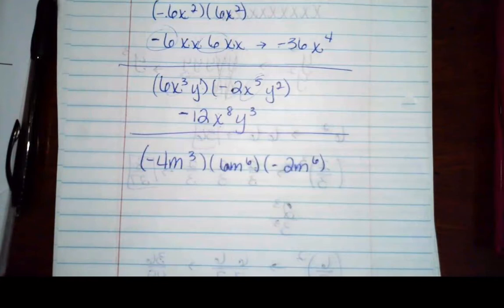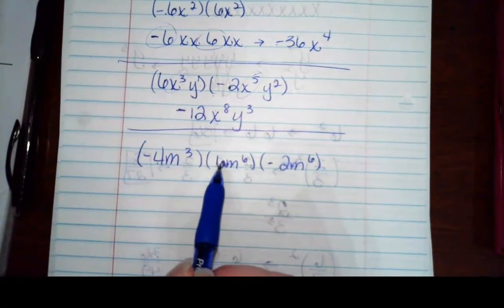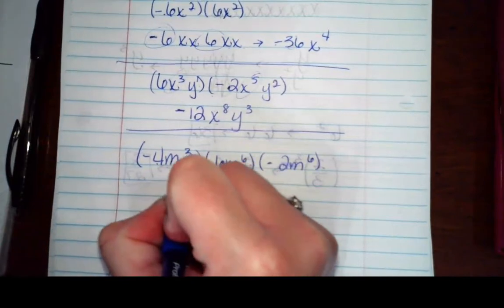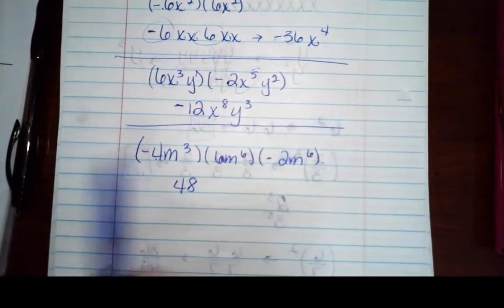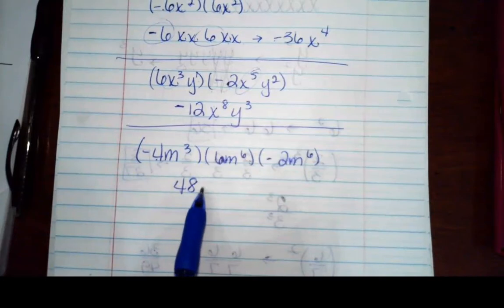So I'm going to go ahead and take what is common. Since there's not addition, subtraction, I can just dive in and start multiplying. So I've got a negative 4 times a 6 is a negative 24. A negative 24 times negative 2 is a positive 48. So negative 4 times 6 is negative 24 times negative 2 is positive 48.